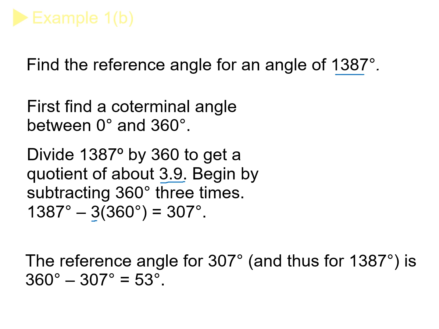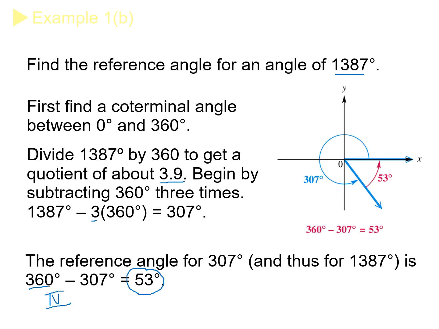So the reference angle for 307 is 360 minus 307, or 53. Now we use 360 because this was in quadrant 4. And if you'd drawn it first, you would have seen that very clearly.